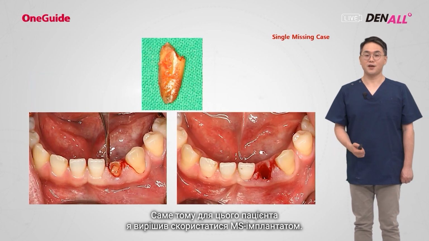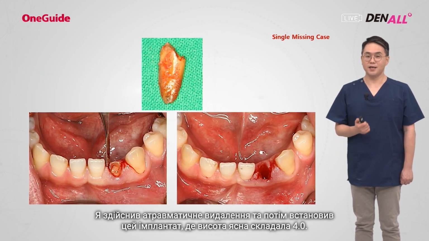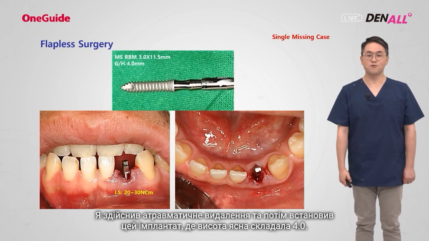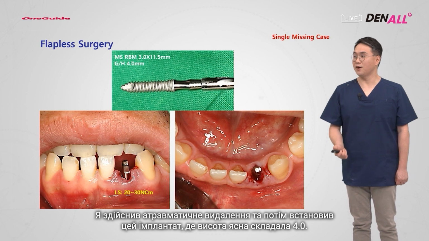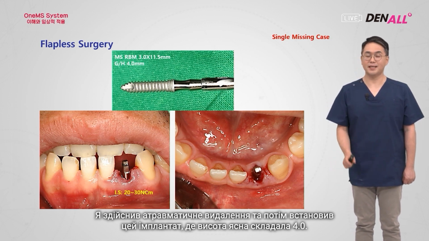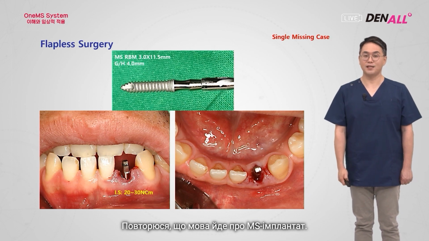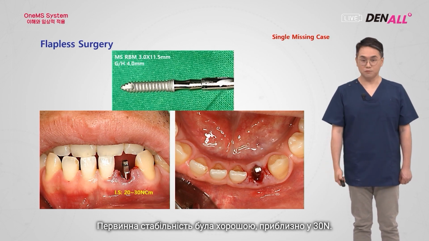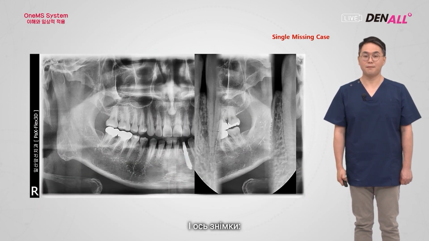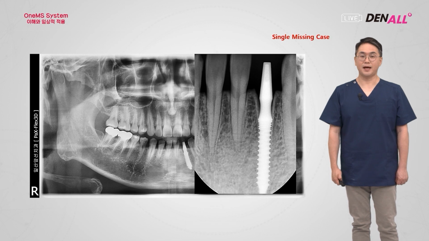I carefully extracted using periotomy for atraumatic extraction, and then used this implant where the gingival height was 4.0. So again, this is the MS implant. Initial stability was okay, about 30 newtons. And these are the photos.